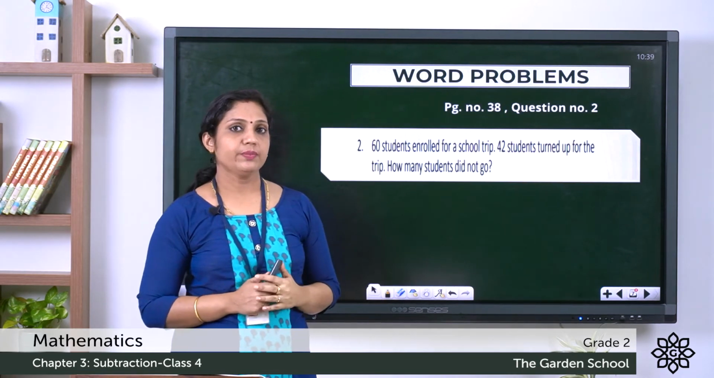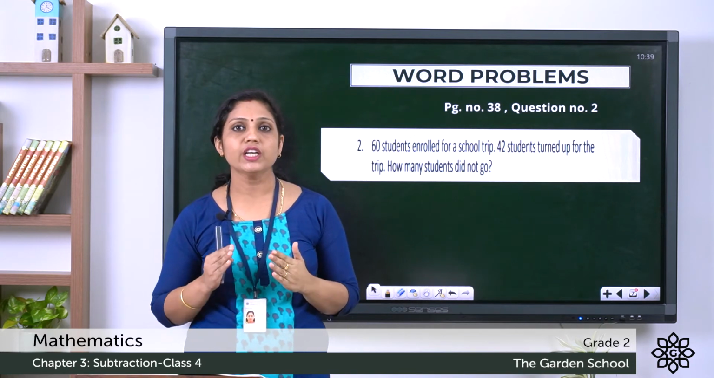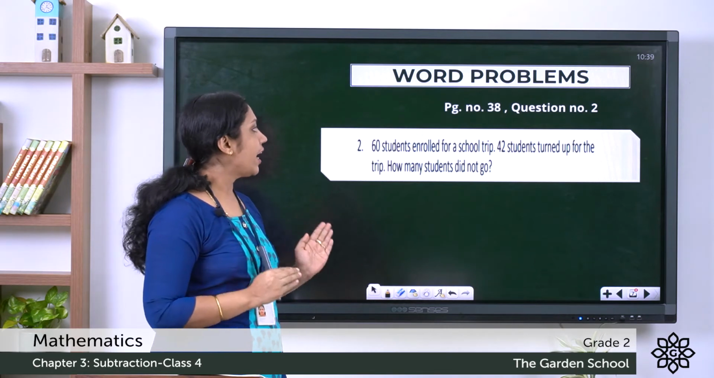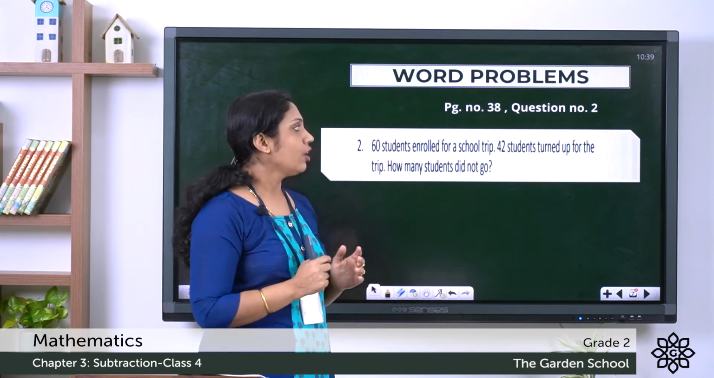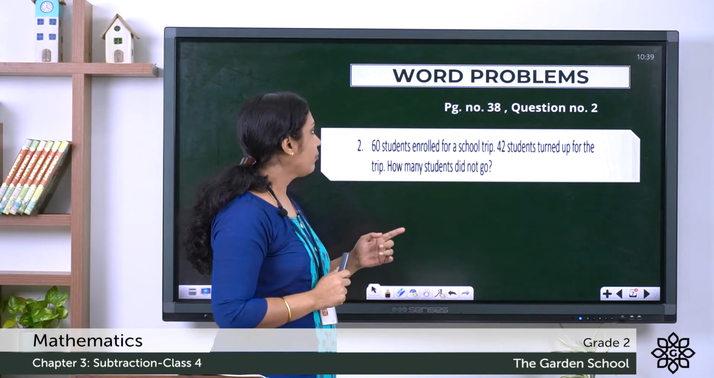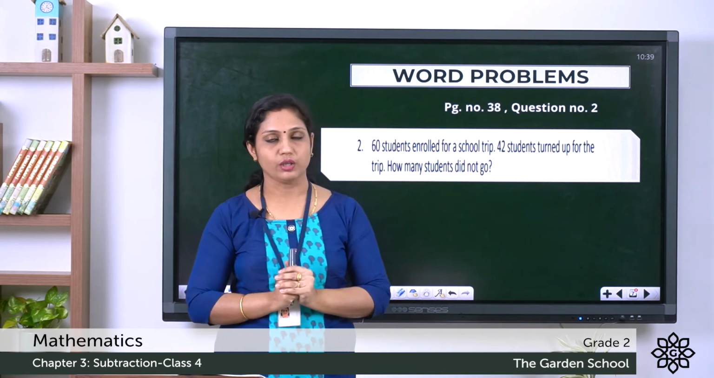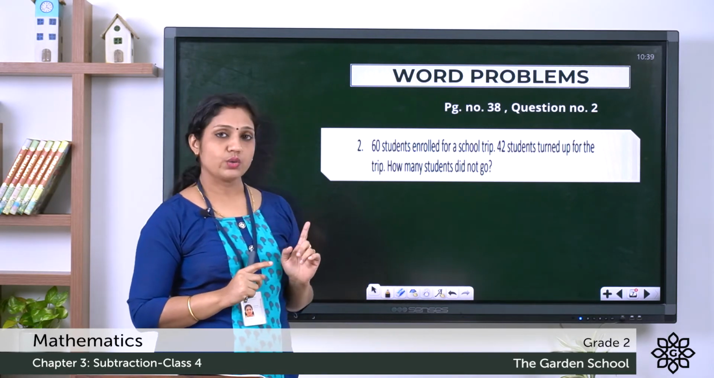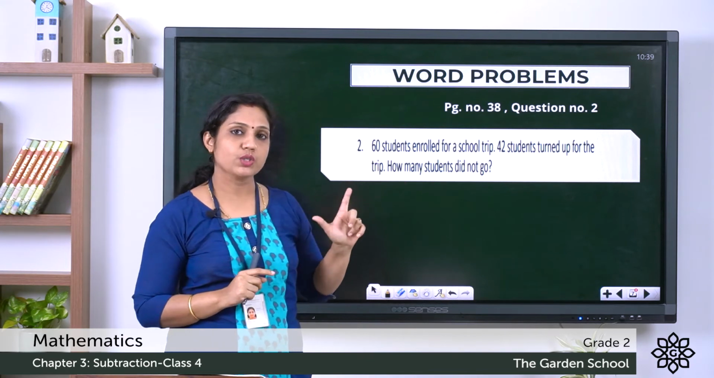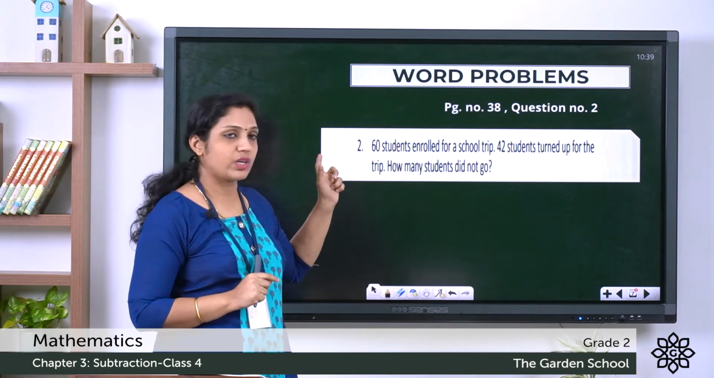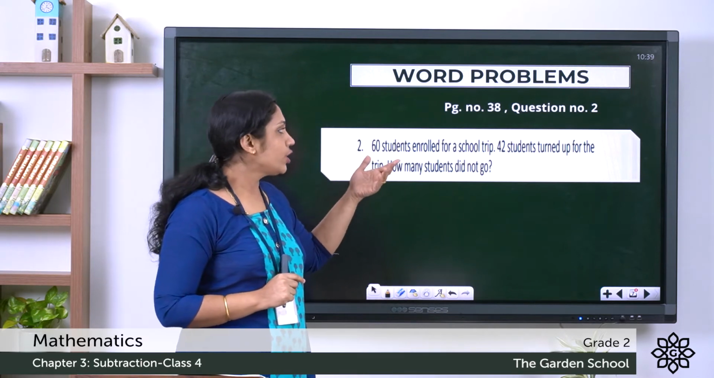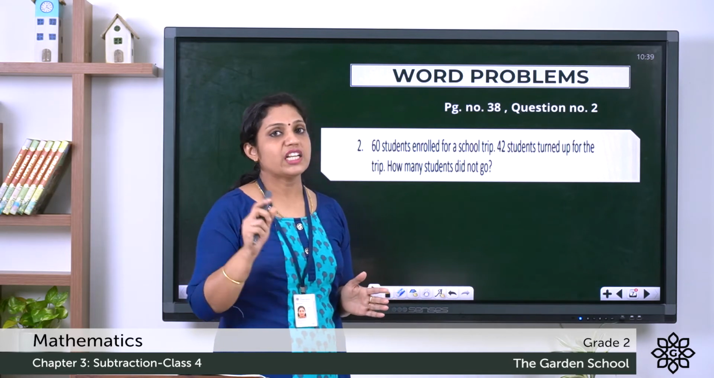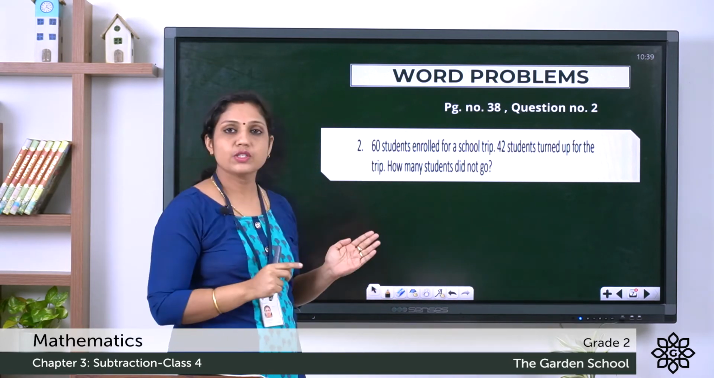We have another question. Page number 38, question number 2. Let's read the question. 60 students enrolled for a school trip. 42 students turned up for the trip. How many students did not go? First, understand the question. For a school trip, there were 60 students planned to go. Out of 60, only 42 students went for the trip. How many students did not go?